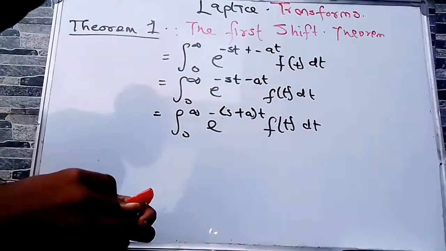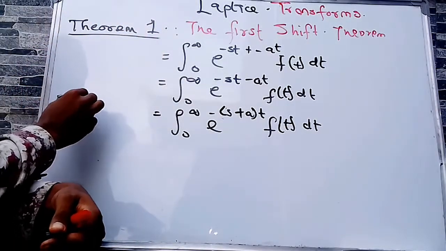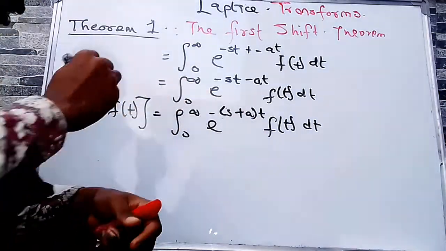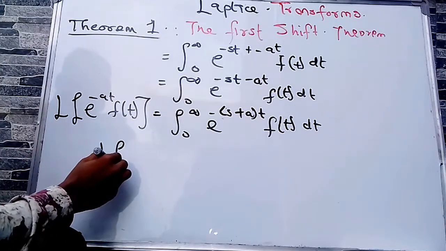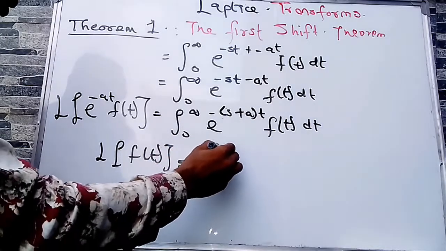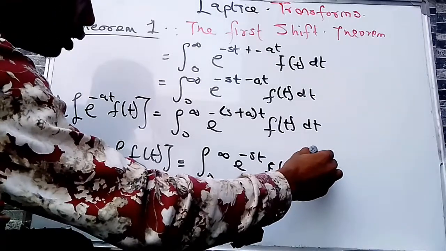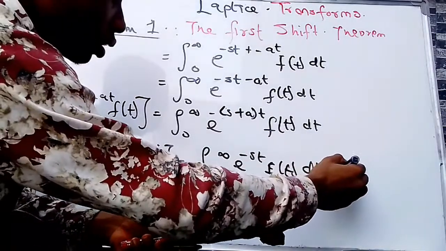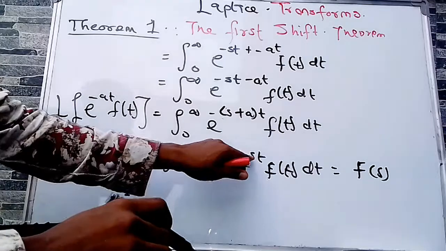So now let us compare and see. Remember our theorem says the Laplace of e to the minus at times a function of t is going to give us this, right? And we said that since the Laplace of f of t is equal to the integral from 0 to infinity of e to the minus st f of t dt, this eventually gives us a function of s, because there's an s here.